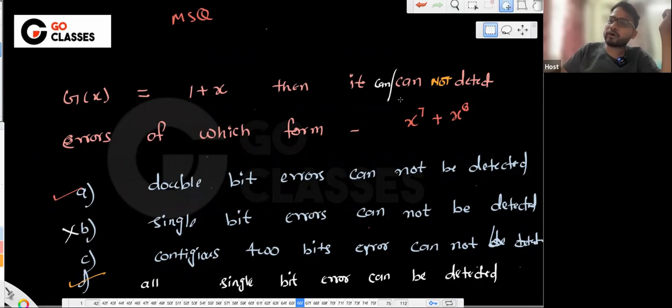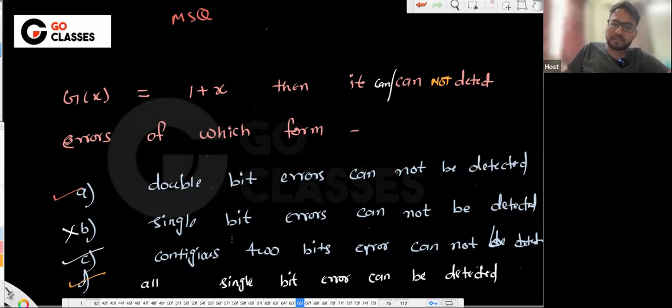So contiguous also, non-contiguous also, it cannot detect because it is always dividing. So that's why it cannot detect. Yes, C is also the correct answer. Okay, A, C, D are the answers.